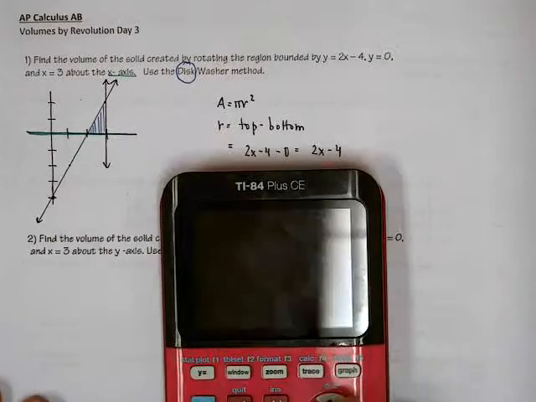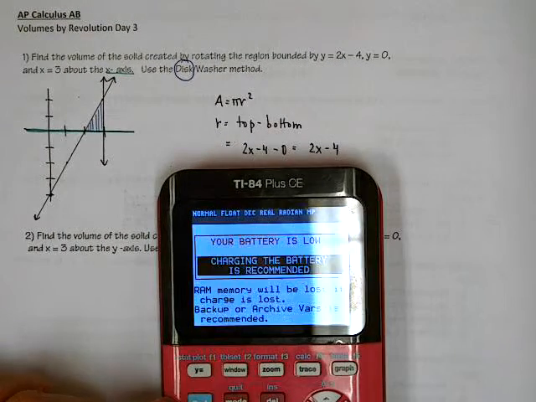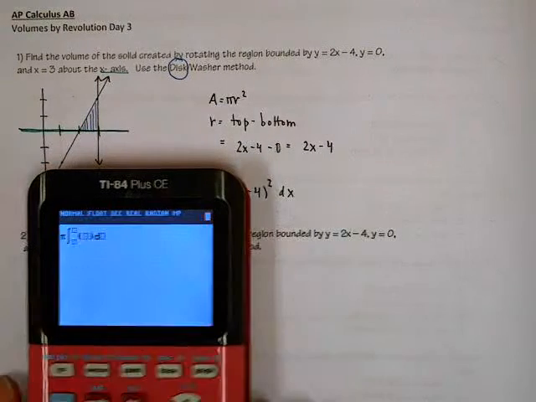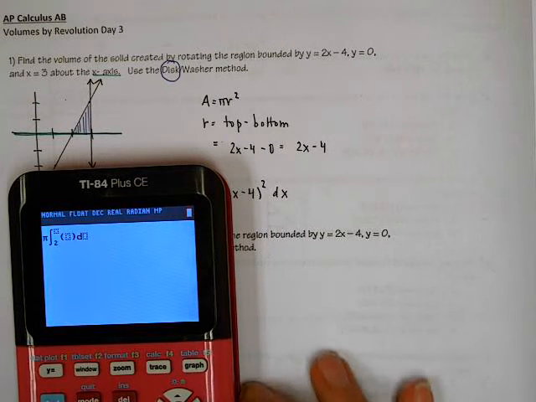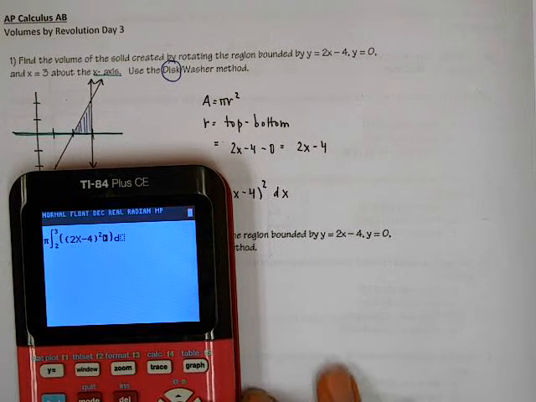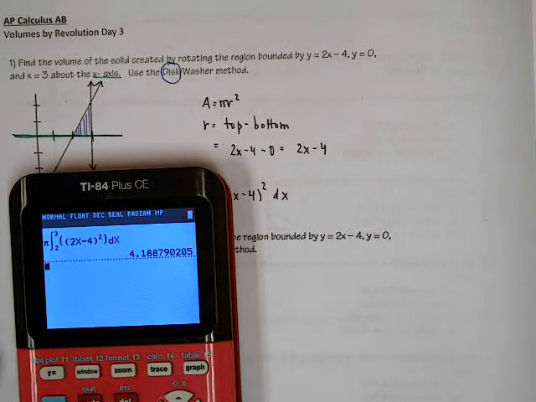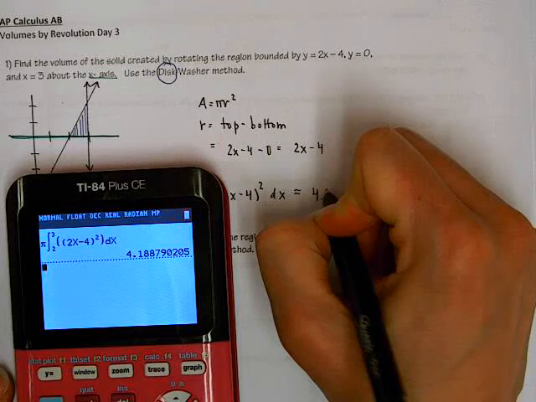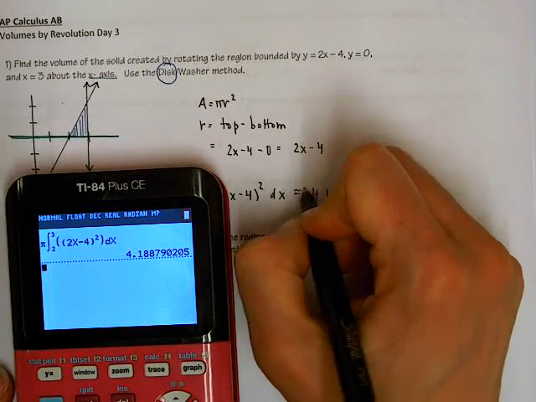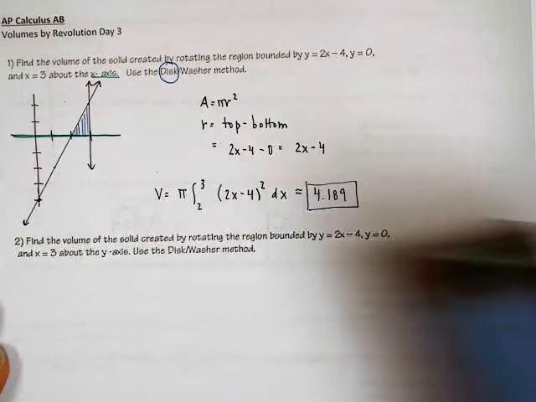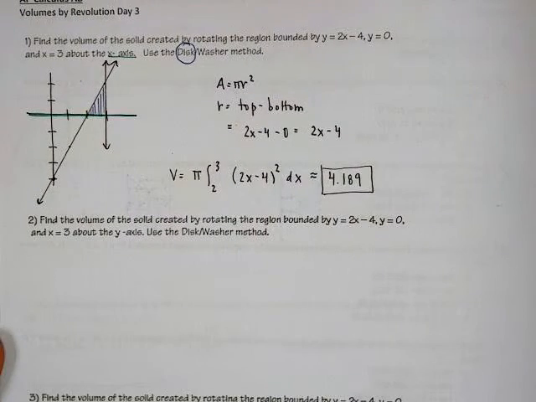So we can use our calculators to evaluate this. Math 9, from 2 to 3. Our radius was 2x minus 4, quantity squared, and we have a dx. So I get 4.189 approximately. Okay, so that's the first one.